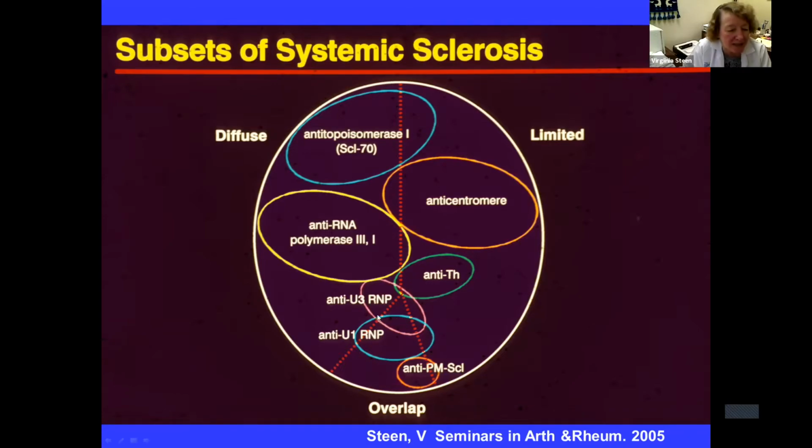U1-RNP, which is the classic mixed connective tissue disease antibody, can certainly be seen in scleroderma patients, but it can be seen in lupus or myositis, as well as the classic MCTD. And these other antibodies, anti-Th/To, U3-RNP or fibrillarin, and PM-Scl, are all nucleolar pattern ANAs. And that's really important because we really don't have great assays for the U3 and the Th/To antibody. And so sometimes the only way you can find out about these is by them having a nucleolar pattern ANA.